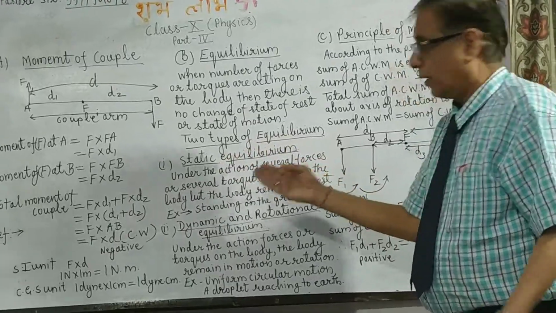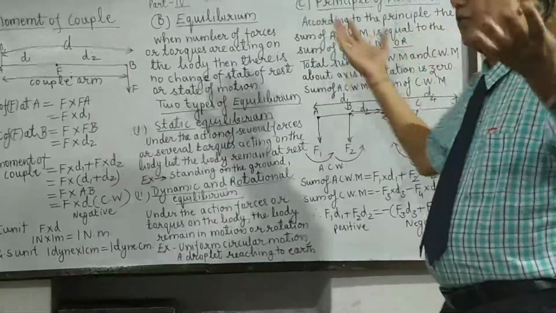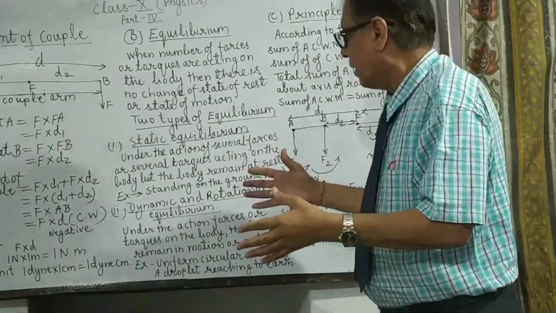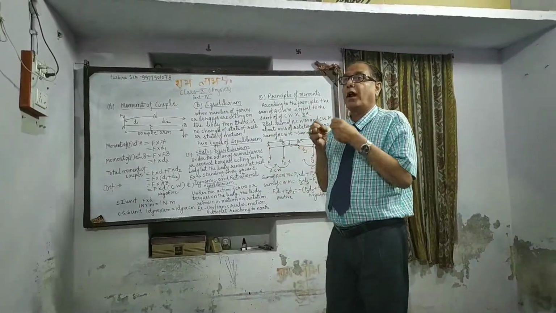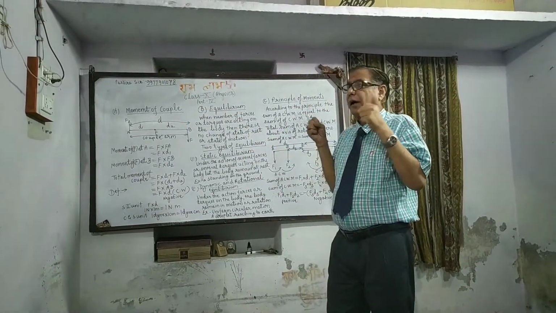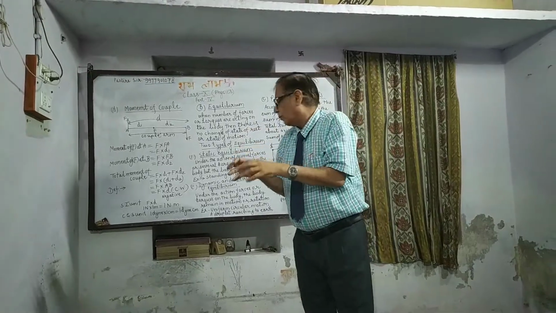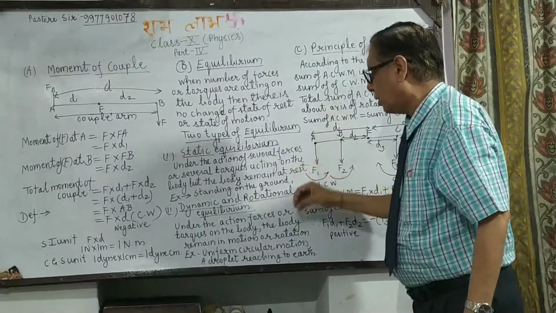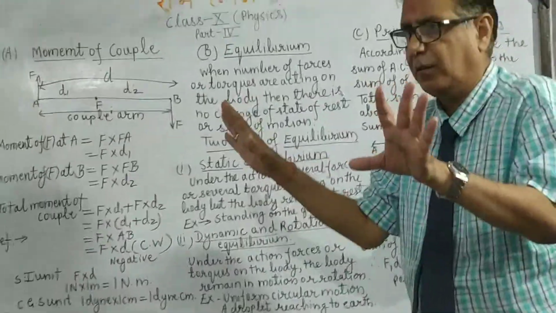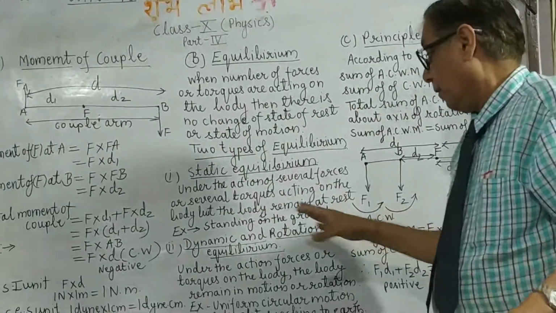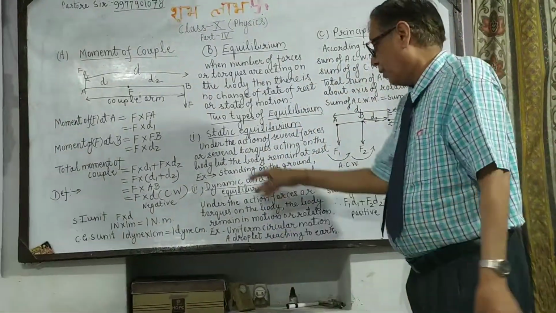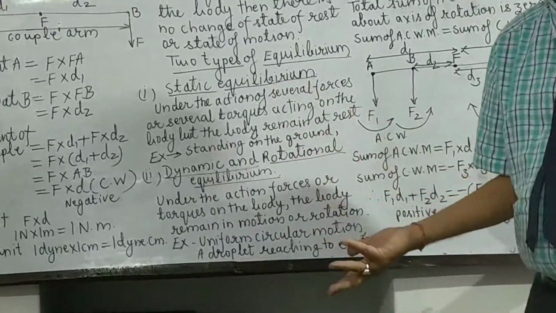Static equilibrium: under the action of several forces or several torques acting on a body, the bodies which are capable of rotating and the bodies which are capable of doing translatory motion. If you are applying several forces and several torques on a rotating body, even though the body remains at rest, neither it performs any translatory motion nor rotational motion. That is called static equilibrium. The body is static.